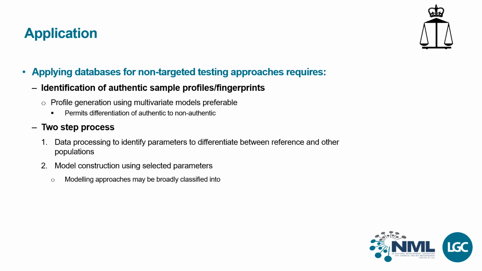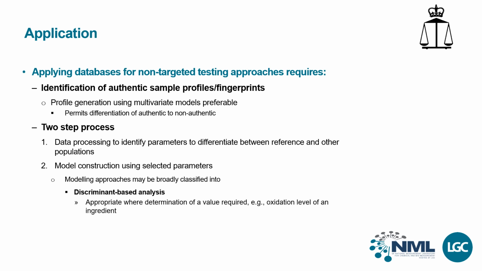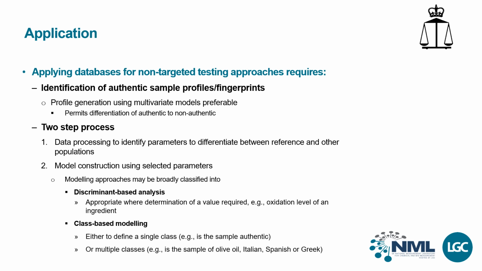The modelling approaches generally employed may be broadly classified into two categories. These are either discriminant analysis, which is appropriate where determination of a value is required, such as the oxidation level of an ingredient, or class modelling, which can be either defined as a single class, for example if a sample is authentic or not, or multiple classes, for example if olive oil is of Italian, Spanish or Greek origin.